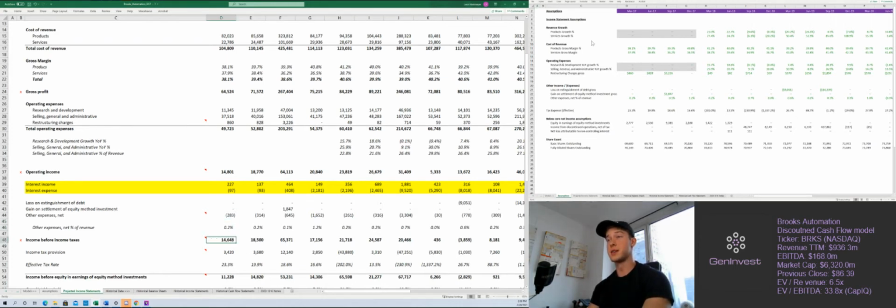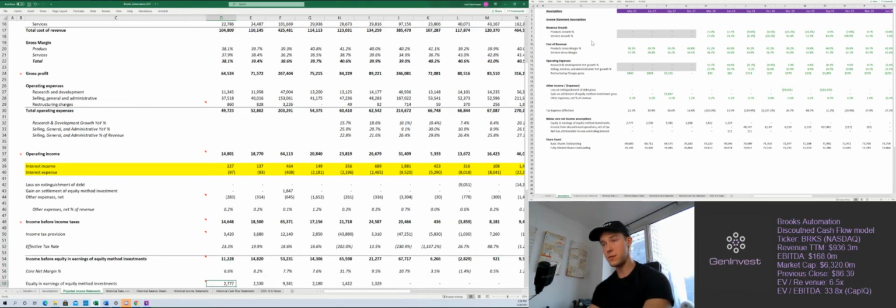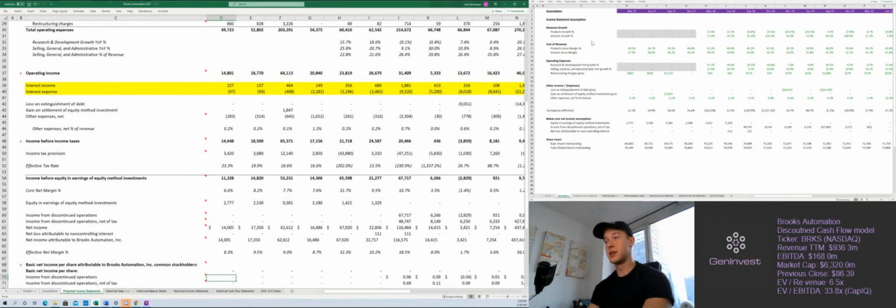Then we have income before income taxes. That is just operating income less interest. And we have an income tax provision that has an effective tax rate. That gets us to net income, so there's a core net margin here. They discontinued some operations, and when you discontinue operations, you place the effect on net income, net of tax, at the bottom of the income statement. They also included a figure not net of tax, but we really only care about this line item here in row 61.